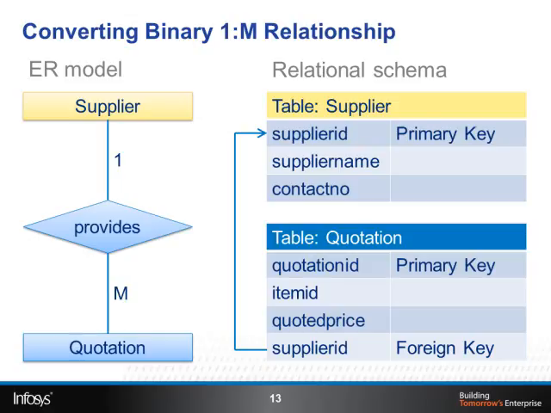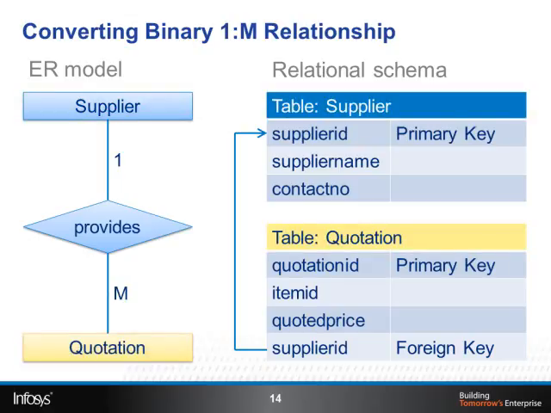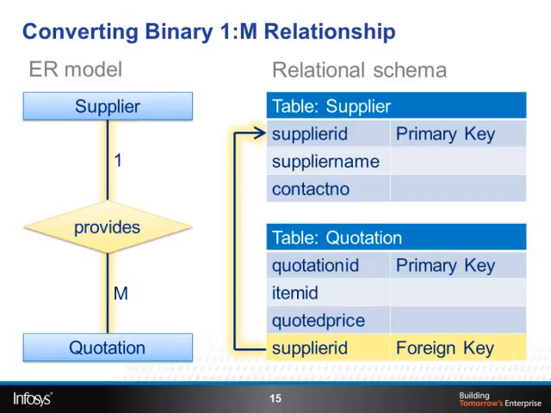Similarly, the entity quotation is modeled to the table quotation with columns quotation ID, item ID, and quoted price. To model the relationship provides into relational model, the column supplier ID is added to the quotation table, which references the primary key of table supplier. Thus, the relational schema for the scenario supplier provides quotation is as shown.